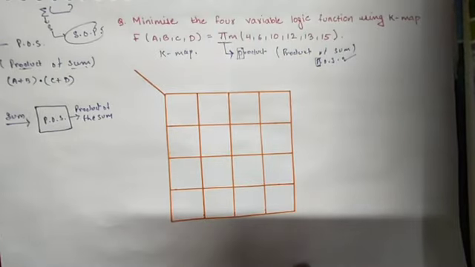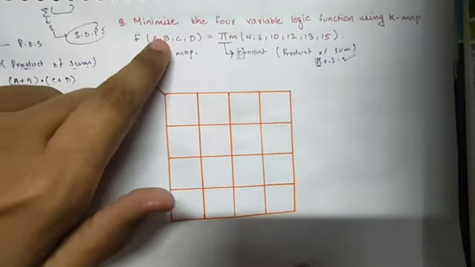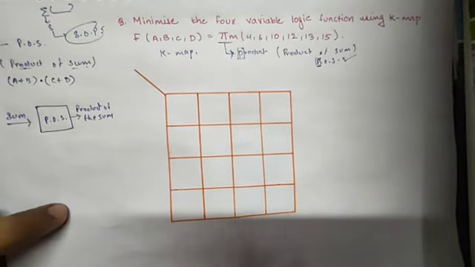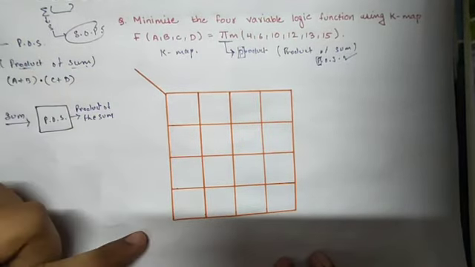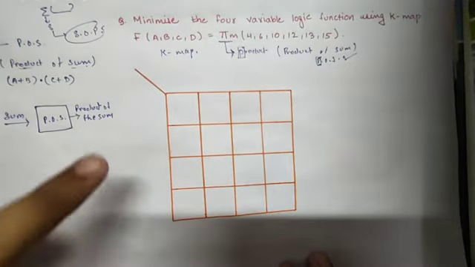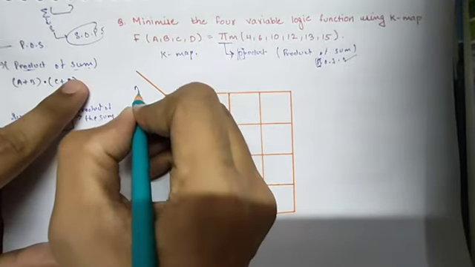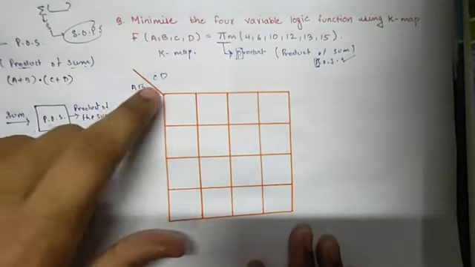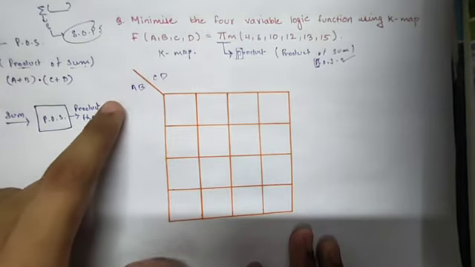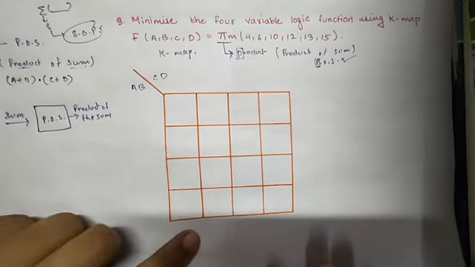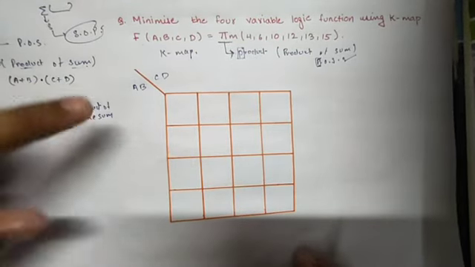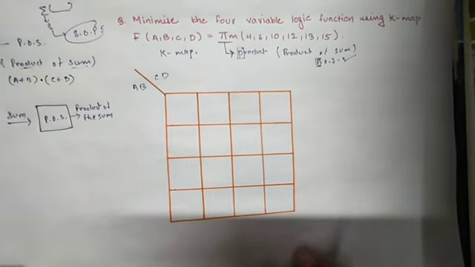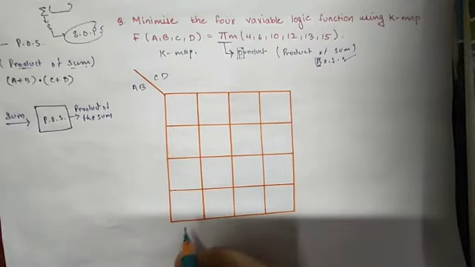Here are the 4 variables A, B, C and D. We take 2 variables in the row and 2 variables in the column. See how we take. Let us take A and B in the row and C and D in the column. We can also take A and B in the column and C and D in the row. We can do anything. But I am taking A, B in the row as per convenience. And you have to remember one thing more.